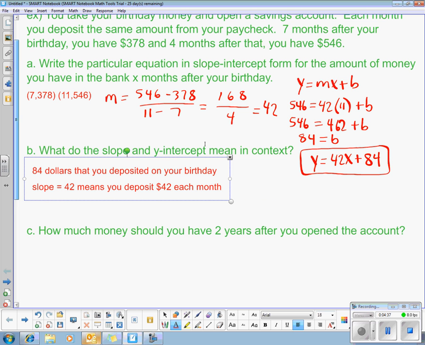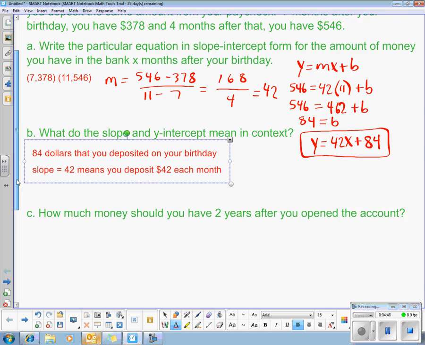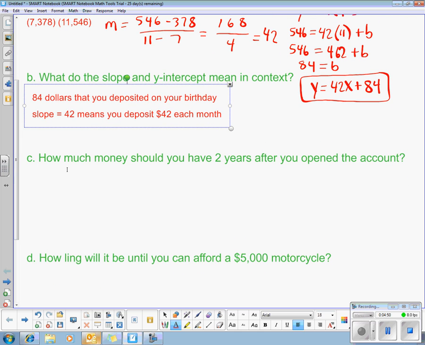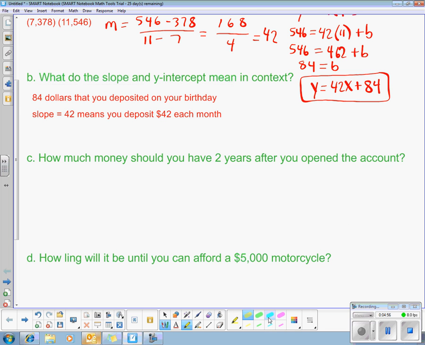Basically, once you get your function, and our function is over here, I'm going to ask you for a y if I give you an x, and I'm going to ask you for an x if I give you a y. So part C: how much should you have 2 years after you open the account? One small hang-up: this is 2 years, and x is measured in months, so be sure you use 24 months. I'm going to pause, fill this in, and be right back.